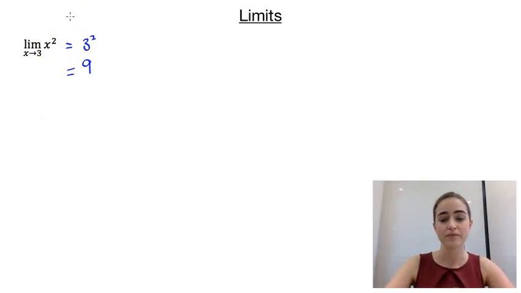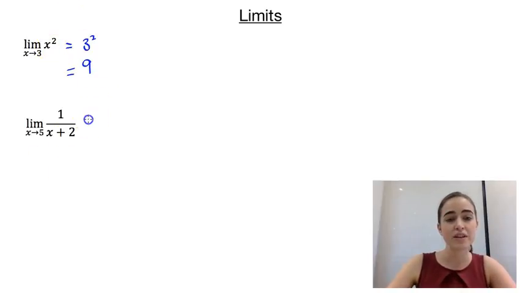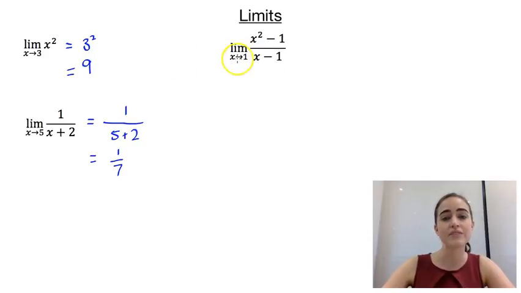For our second example, we've got the limit as x approaches 5 of 1 over x plus 2. Again, we'll substitute in that value of x that we're approaching, and we'll have 1 over 5 plus 2. So we have 1/7. Again, no problems there. Our last example is this one here. It says the limit as x approaches 1 of x squared minus 1 over x minus 1.